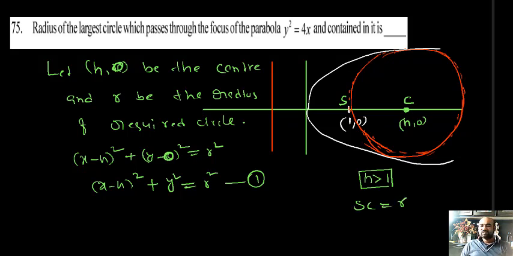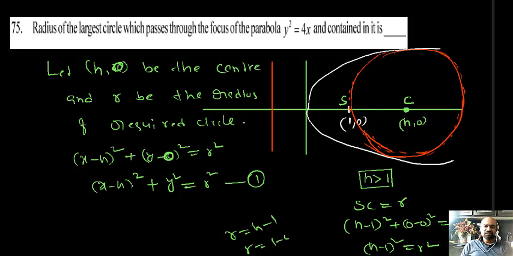SC is the radius of the circle. SC means the distance between S and C, that is h minus 1 whole square plus 0 minus 0 whole square equal to r square. In other words, h minus 1 whole square equals r square, so r equals h minus 1 or 1 minus h. But here clearly h is greater than 1, so r is equal to h minus 1 only. This should be noted: r equal to h minus 1.